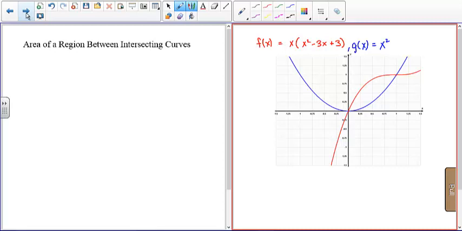So I've plotted the curve. It looks like the red curve is greater than the blue curve.